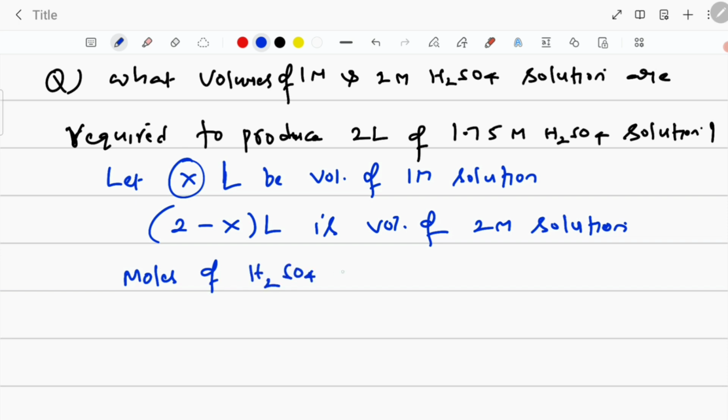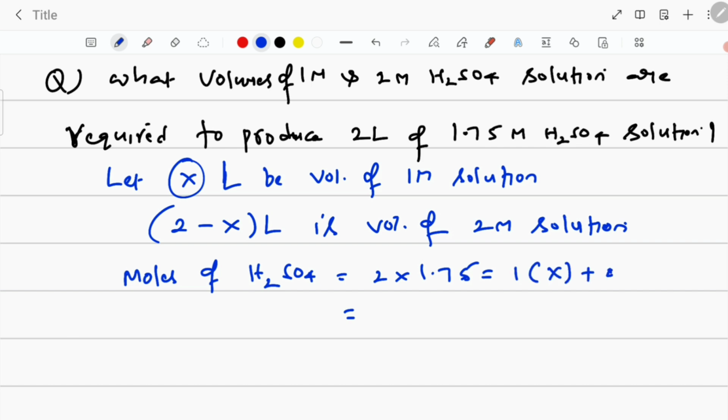First, if we calculate final moles, whatever they get, 2 liters of 1.75 given, moles of H2SO4, how will you get? Volume into molarity. So volume 2 liters, molarity 1.75. If we combine these two, see how we calculate moles? Molarity into volume. Total molarity 1.75, total volume 2 liters. So indirectly what we are applying here? MTVT is equal to M1V1 plus M2V2. Here is the formula we are applying in this case.